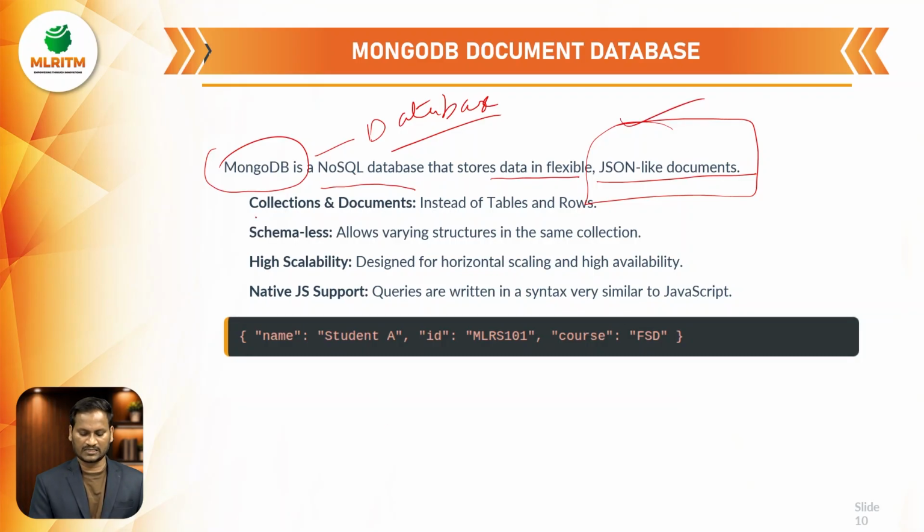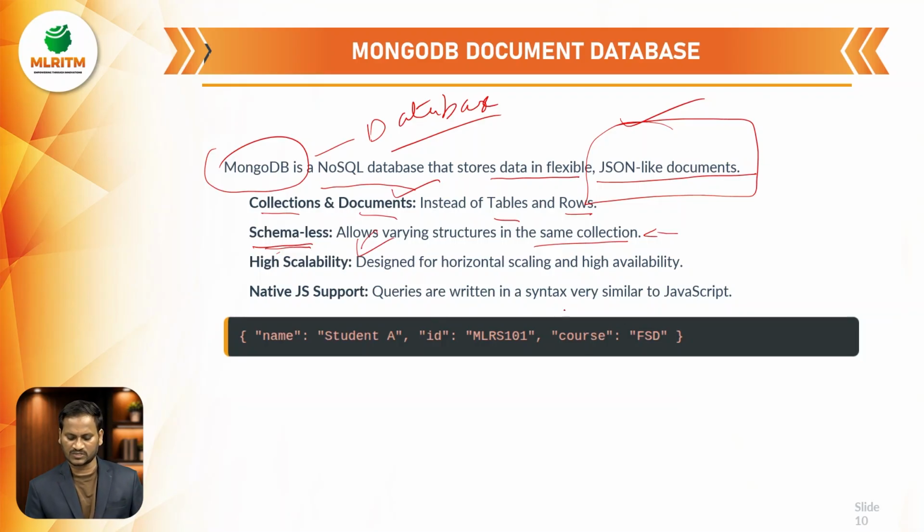Here we have collections and documents instead of tables and rows. In SQL or DBMS we know tables and rows, but here we call them collections and documents. It allows varying structure in the same collection. This feature is called schema-less. It is designed for horizontal scaling and high availability, which is called high scalability.